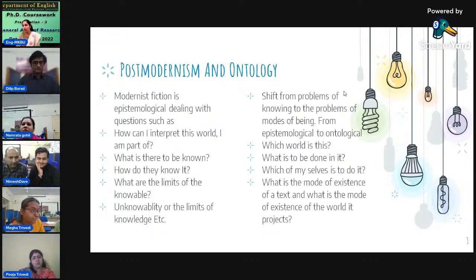Now, as there was a shift in time in this postmodern age, you will find that there was a change in themes as well. So there was a shift from problems of knowing to the problems of modes of being, from epistemological questions to ontological ones. Now, postmodernism is asking questions such as, which world is this? What is to be done in it? Which of myself is to do it? What is the mode of existence of a text? And what is the mode of existence of the world it projects?